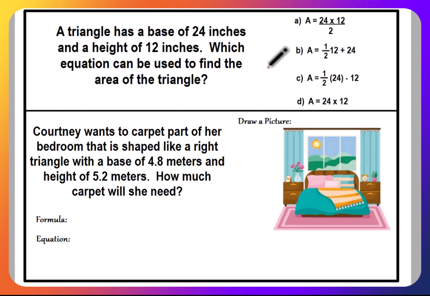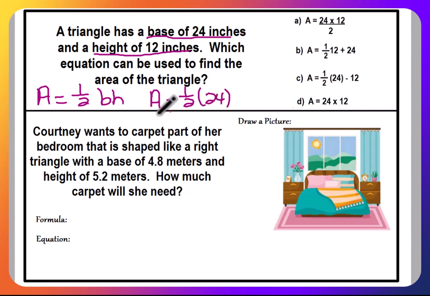A triangle has a base of 24 inches, so we need to annotate a base of 24 inches and a height of 12 inches. Which equation can be used to find the area of the triangle? Okay, so again, always start by writing the formula. Make sure you have that formula in front of you. Area equals 1/2 base times height. Now, plug everything in. What do you know? We don't know the area. We have 1/2. What is the base? The base is 24. What is the height? 12. There's our equation.